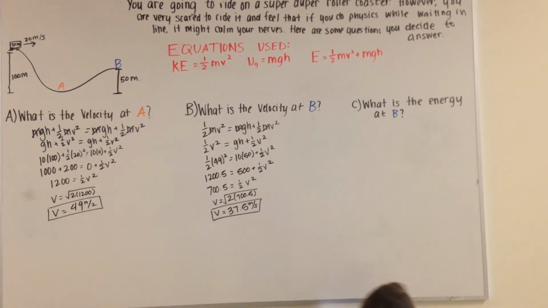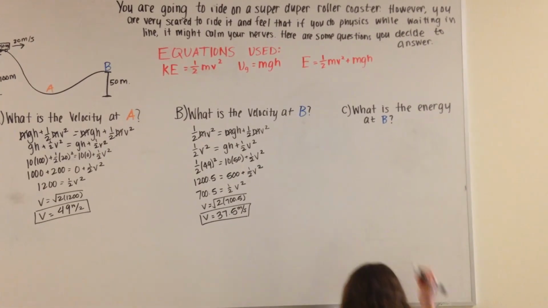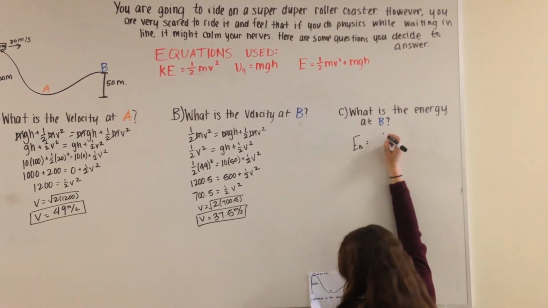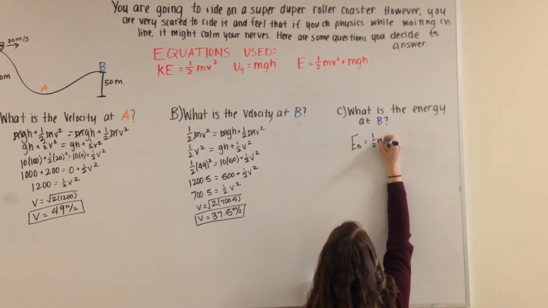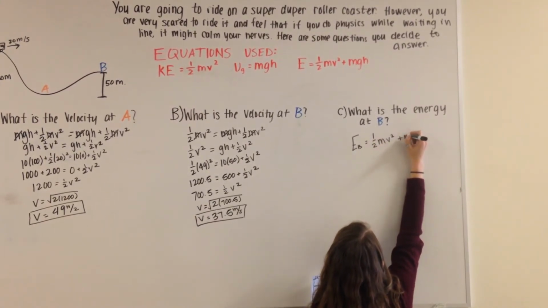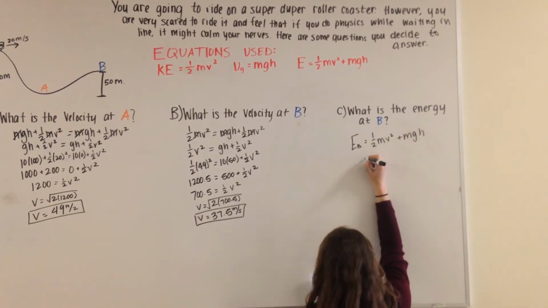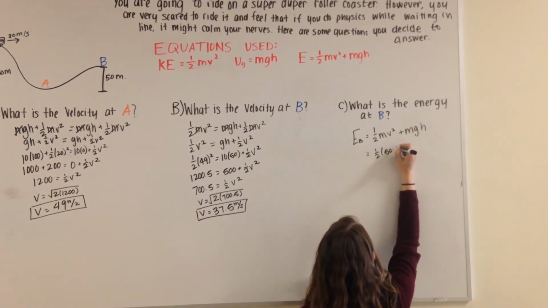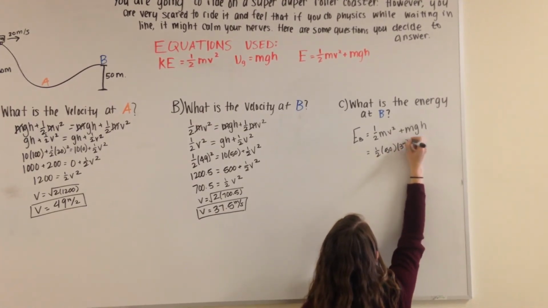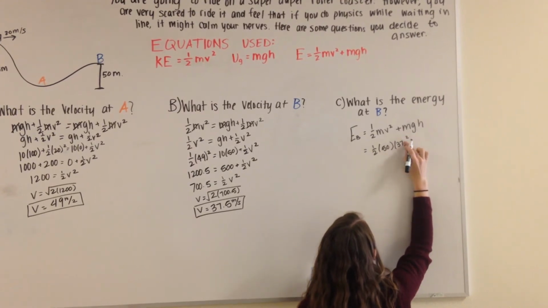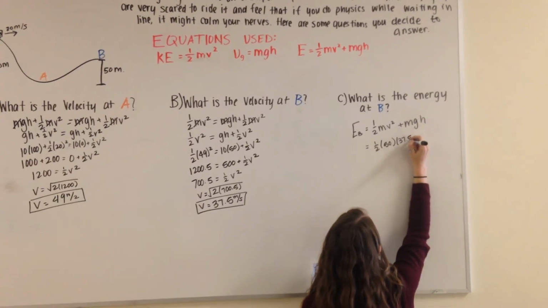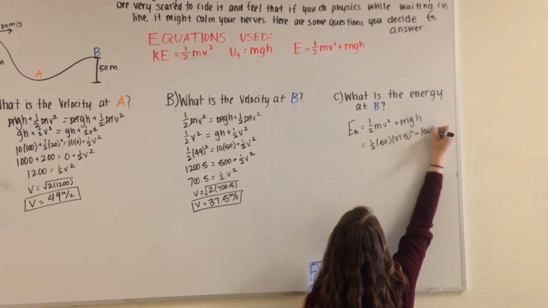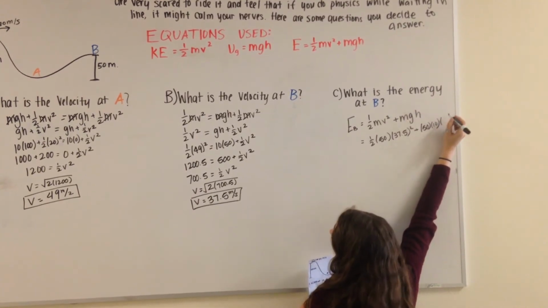The next question is, what is the energy at B? To figure out energy at B, we do 1/2 mv squared plus mgh at point B. And in this question, we need to keep mass because mass doesn't cancel, even though it's the same. So we do 1/2 times 50 times 37.5 squared, since we got the 37.5 in the last problem, plus 50 times 10, because we're using 10 for gravity, and then 50 again for the height.